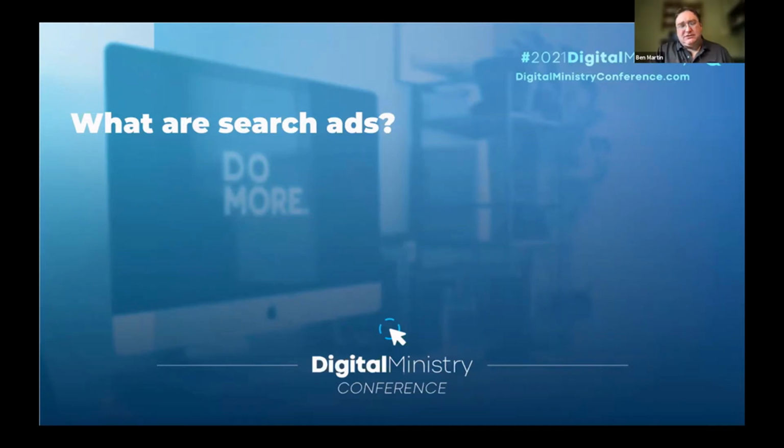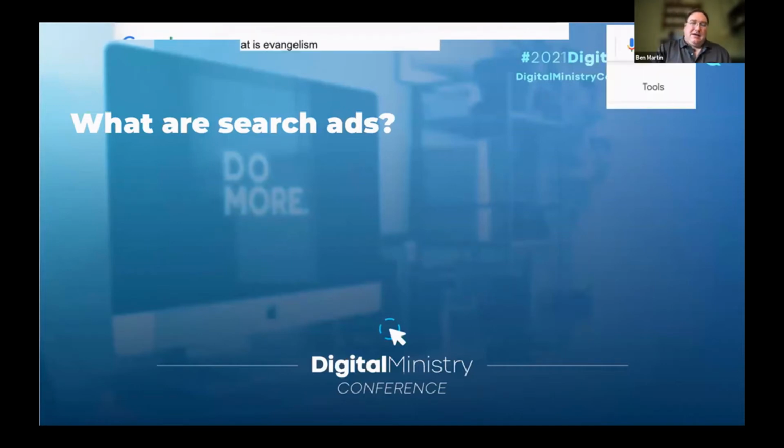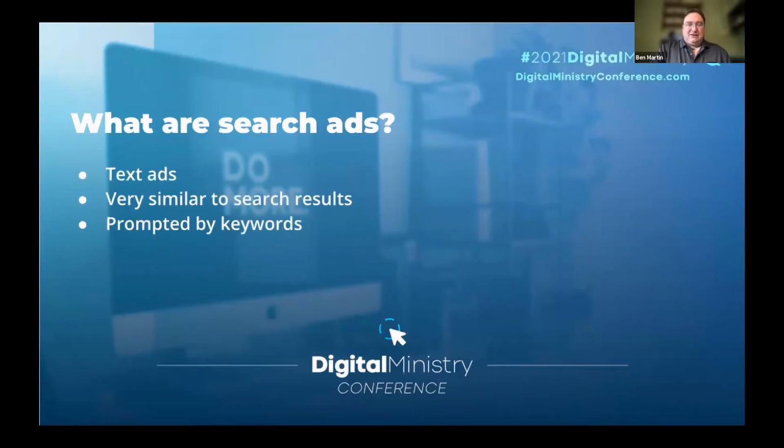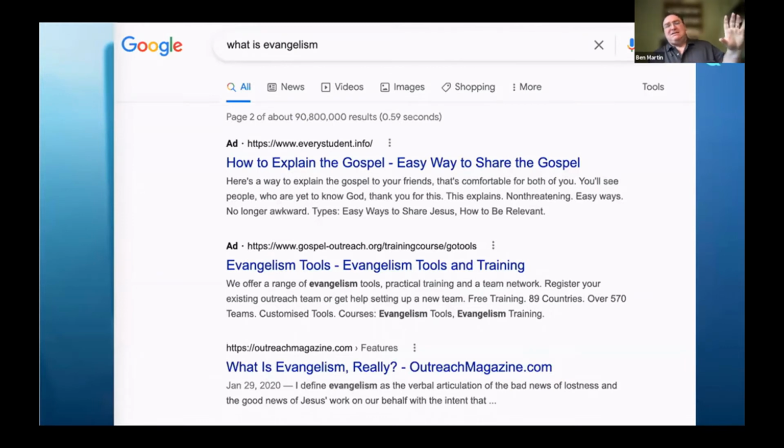So search ads are a kind of different animal. Let's talk about what search ads are, because this is specifically the type of ads that you can get through the Google Ads grant. And let's see if I can get this to show up. There it is. There's a screenshot. I did this search last night. I Googled "what is evangelism," and here we are. This is the top of the second page of results. You can see the first two results on this page. They've got that little indication on the left. It says "Ad" right before the URL. And so these first two results are ads.